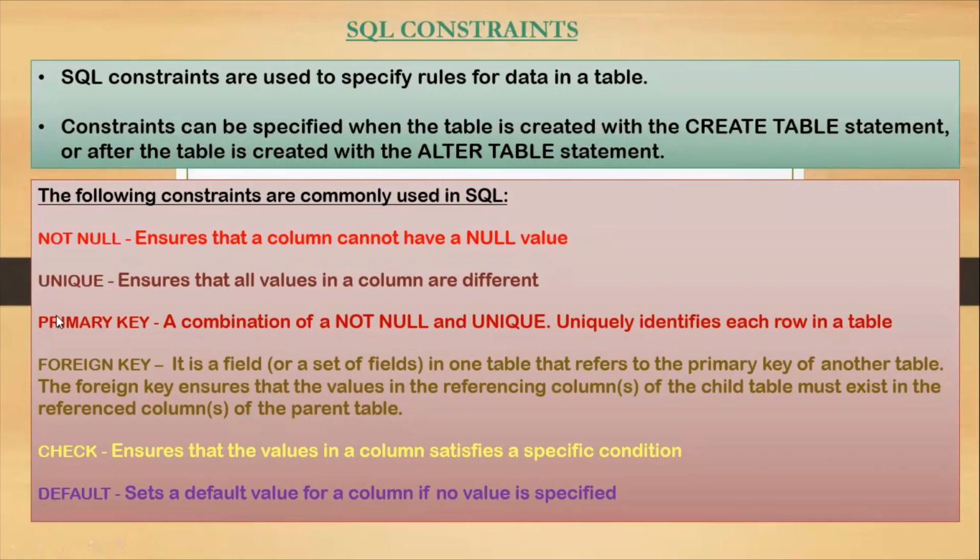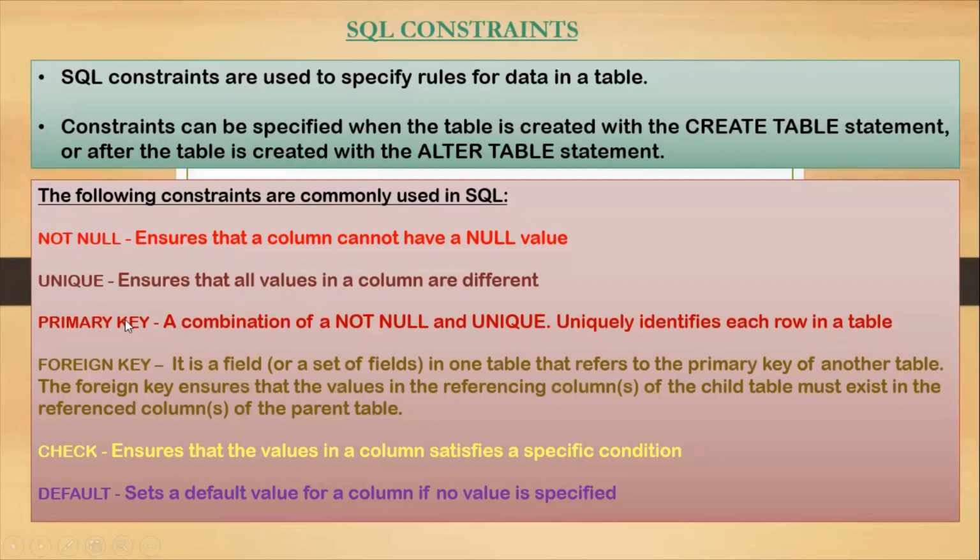Now the UNIQUE constraint. The UNIQUE constraint ensures that all the values in a column are different, meaning you cannot have the same value twice in that column. If you apply a unique constraint to the student ID, it will not allow duplicate values. But a unique constraint can have null values.